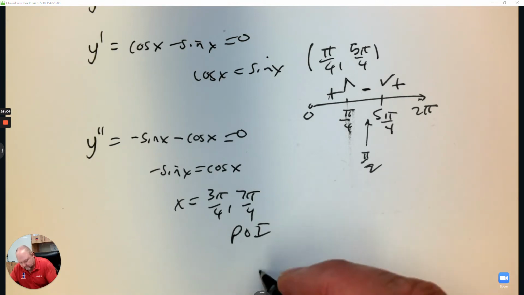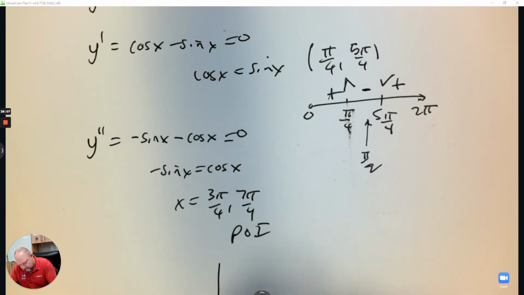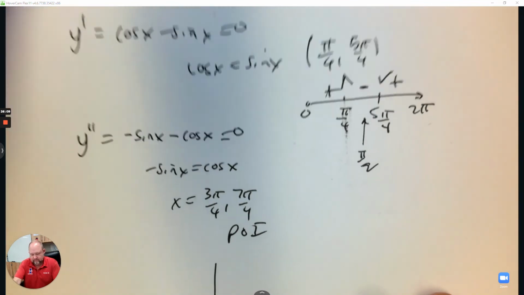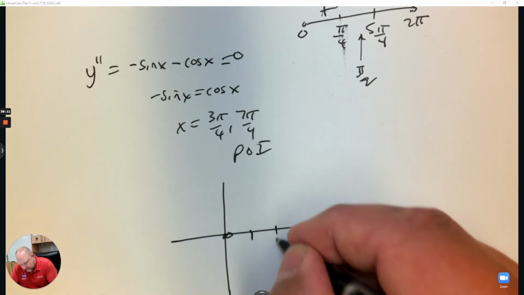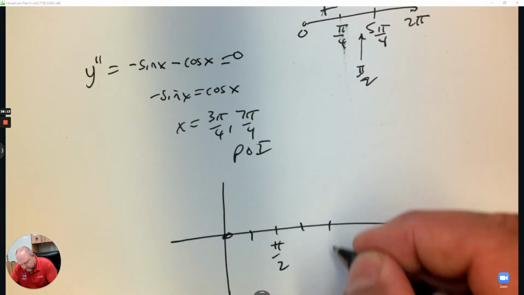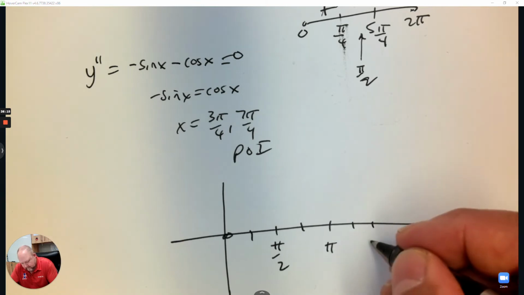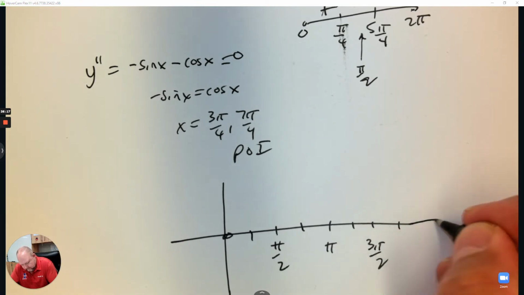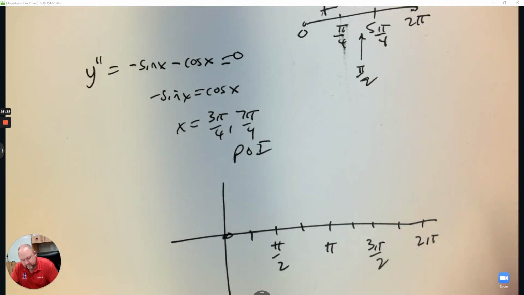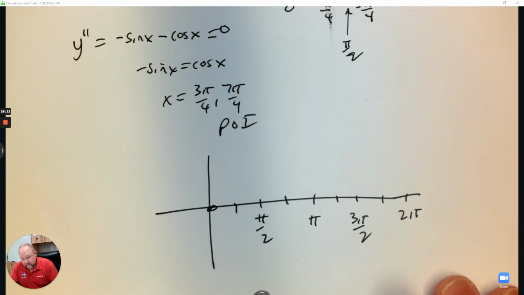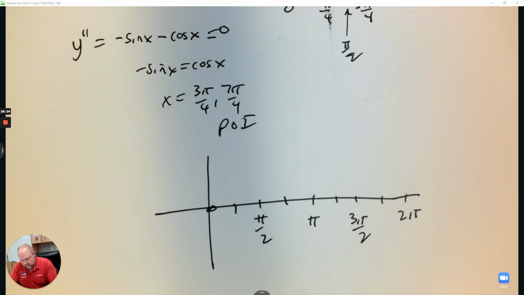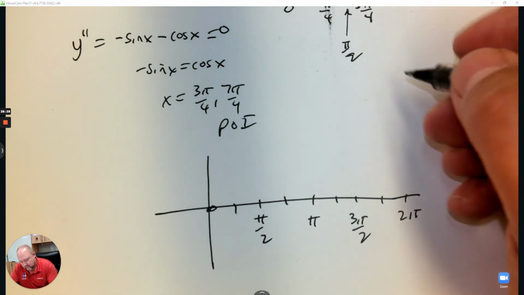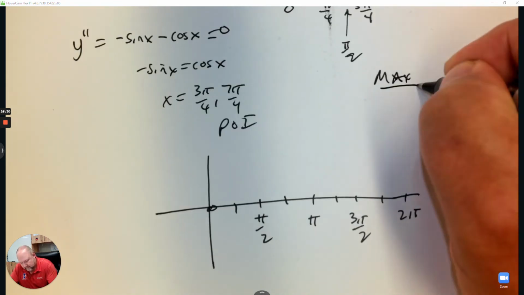And then sketch it. So pi over 2, pi, 3 pi over 2, 2 pi. All right. And this is going to go up to, what's the greatest value it could be? So the maximum value is at pi over 4. So let's find what value is the max?